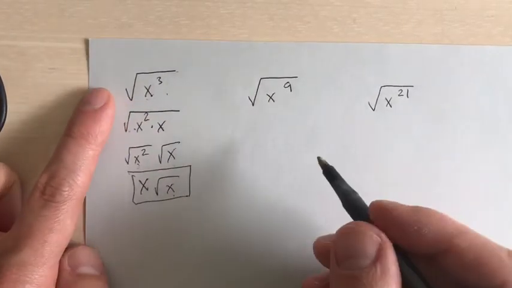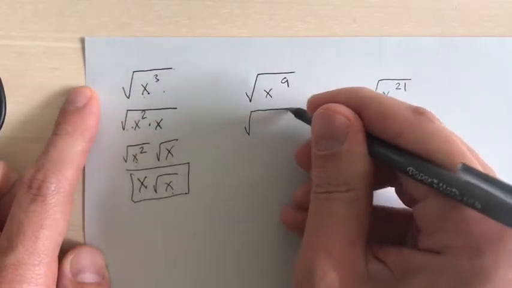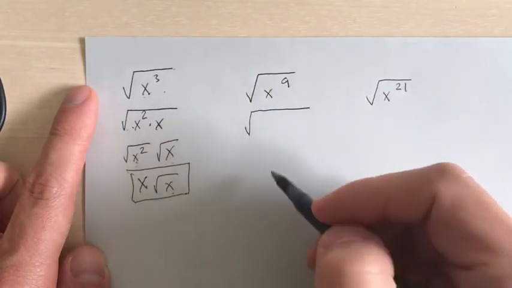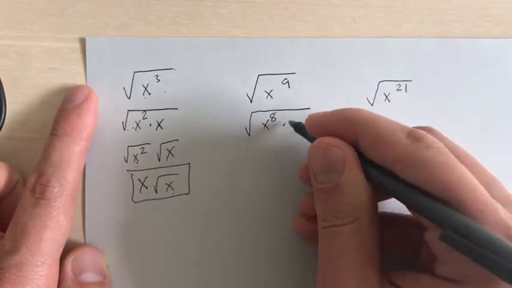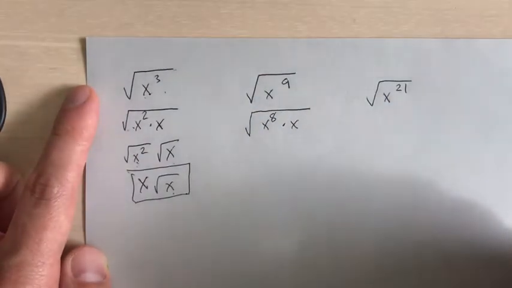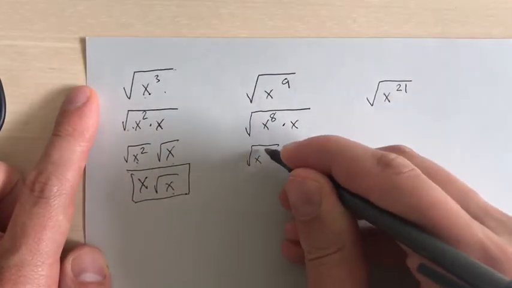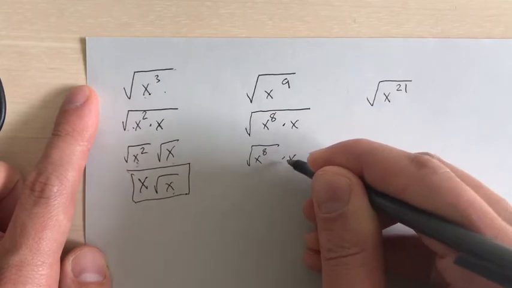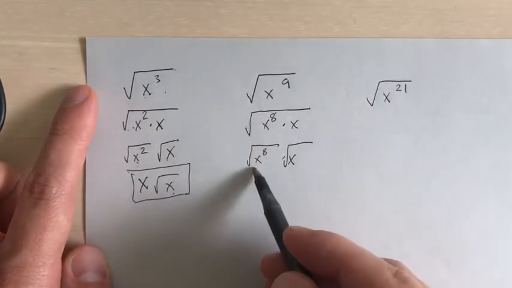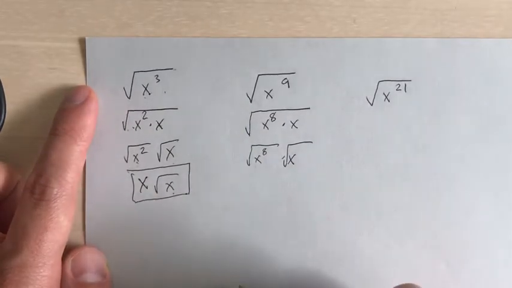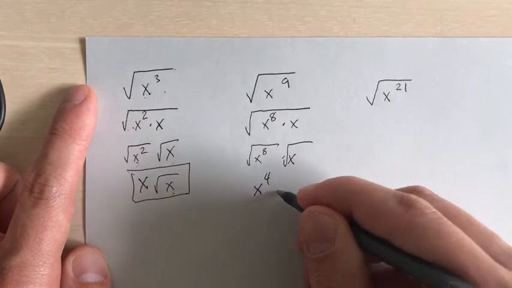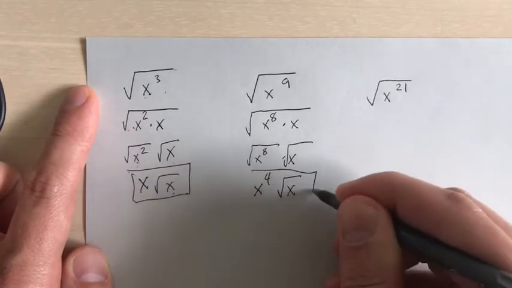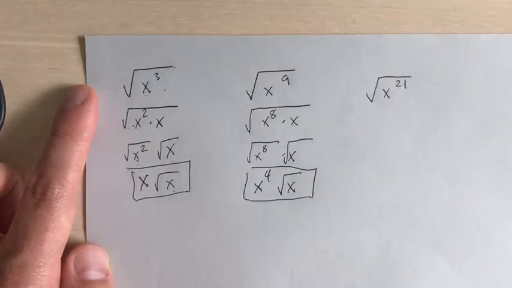Let me show you again with x to the 9th. Hopefully you get the hang of this. What's the even number that comes before 9? 8. Times an extra x would give you x to the 9th, right? Break that down. X to the 8th times square root of x. Well, what's the square root of x to the 8th? What times itself equals x to the 8th? And the answer is x to the 4th. And there we go. Got a leftover x there, and that would be actually how you write it.